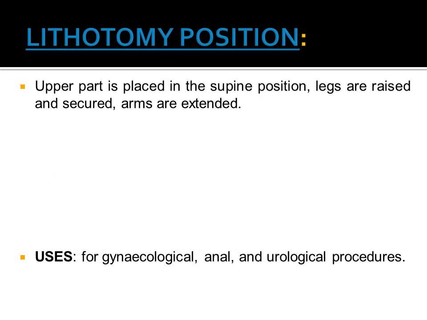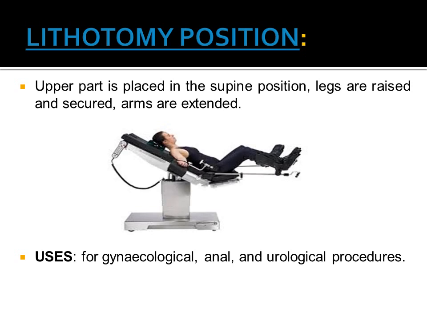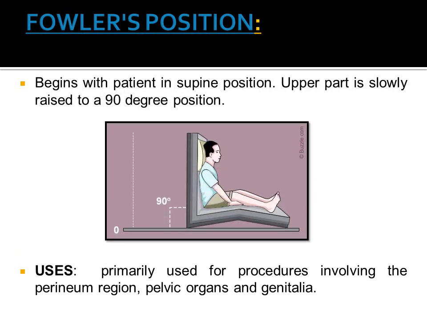Now, lithotomy position. Upper part is placed in the supine position, legs are raised and secured, arms are extended. Uses: for gynecological, anal and urological procedures it is used. Now, Fowler's position begins with patient in supine position. Upper part is slowly raised to a 90-degree position. Uses of Fowler's position: primarily used for procedures involving the perineal region, pelvic organ or genitalia.